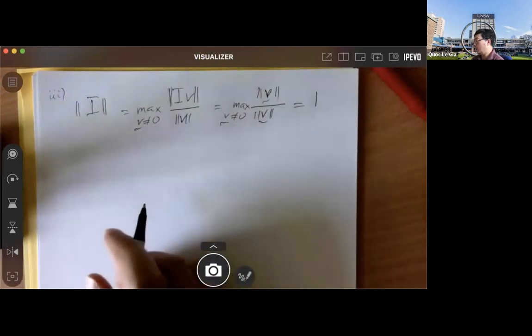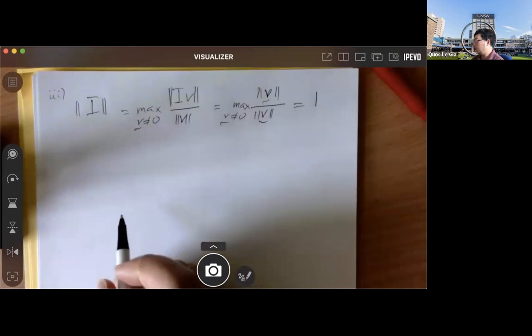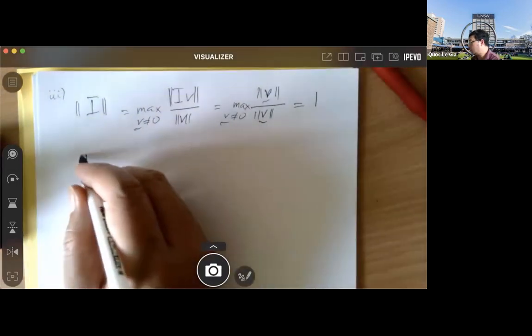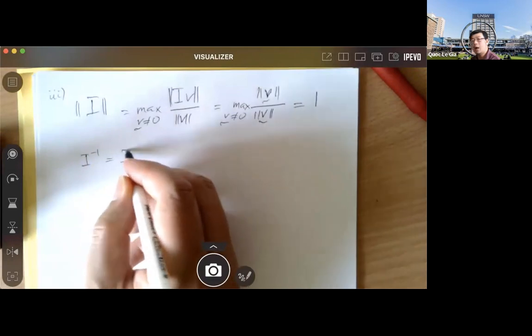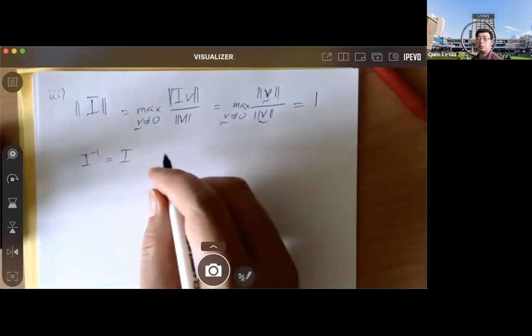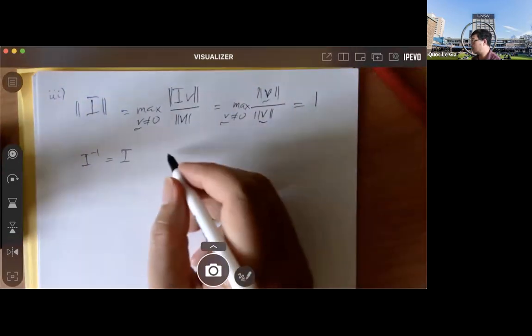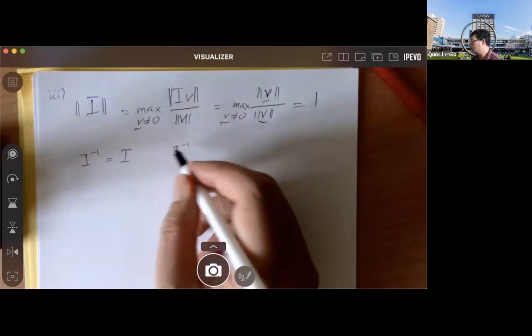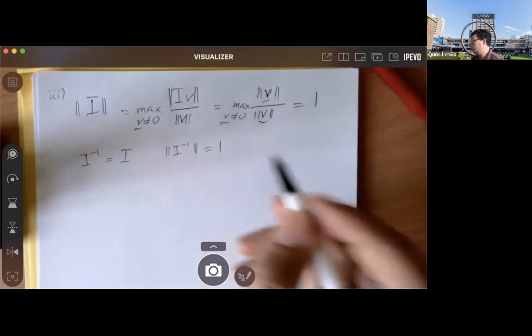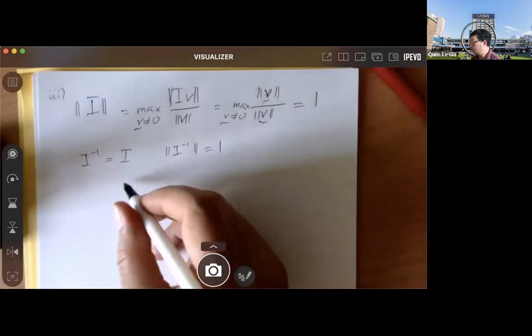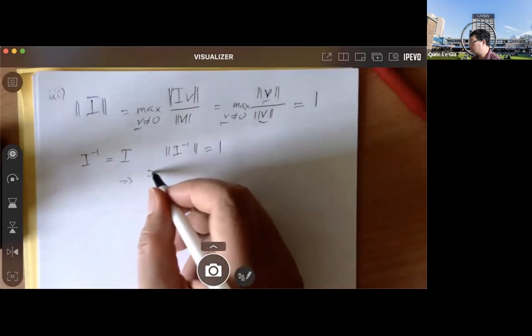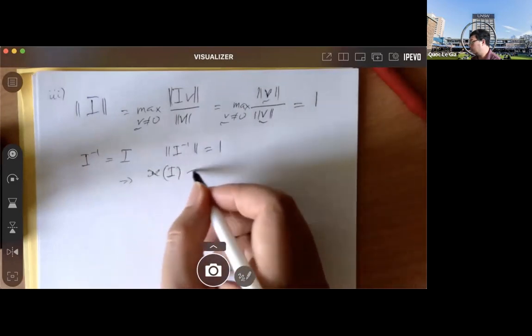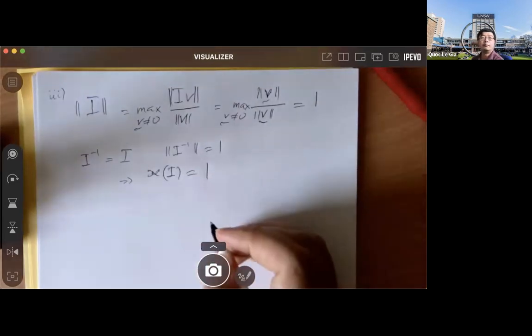And now the condition number of identity is 1. Well, because I inverse is the same as I, right? The identity matrix, you take the inverse, just the same as I. So the norm of I inverse is just equal to 1. So the norm of I is 1. So therefore the condition number of I is just equal to 1. Okay, 1 times 1. Yeah.